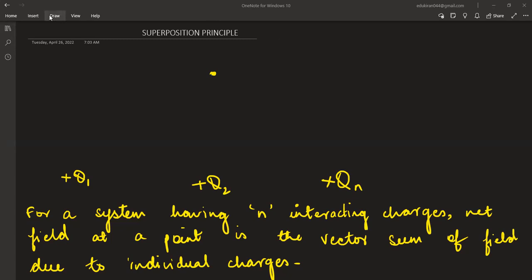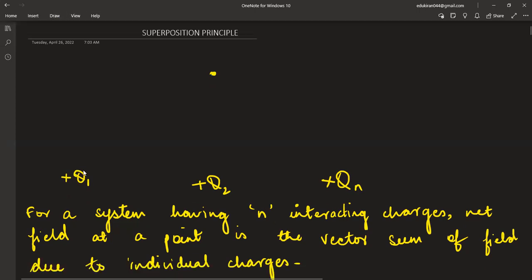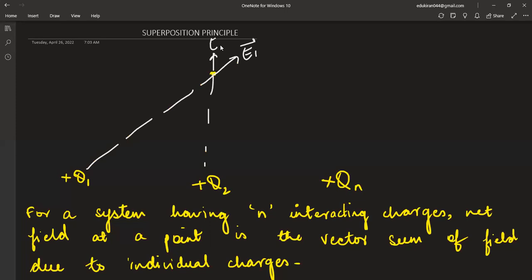So what you have to do, this principle is valid for all the particles that are present. This is not just valid for this. So what is meant by the superposition principle is, Q1 is there, I want to find out the electric field at this point. This is valid for forces also. So at this point, let's say the electric field is this, E1. All right. What about Q2? For Q2, the electric field is this.